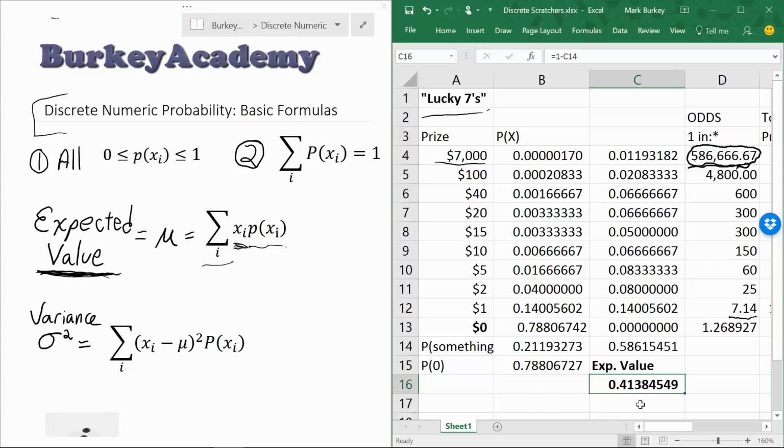And so this extra money, this profit, is supposed to go towards paying for schools and scholarships and things like that. So we're paying $1 on average, and we're getting 58.6 cents back in winnings on average. So what we're losing is about 41 cents for every ticket we buy. It's not a smart investment. Not a smart investment. If you actually want to use this as a retirement strategy, not a very good strategy.